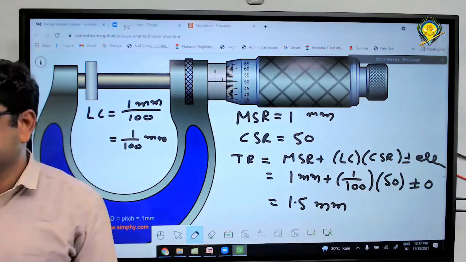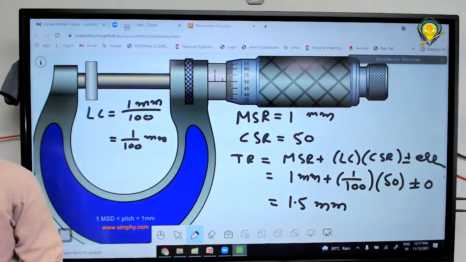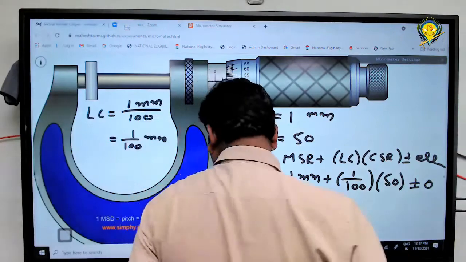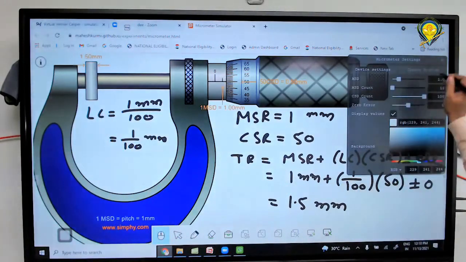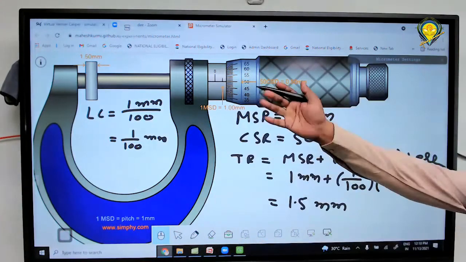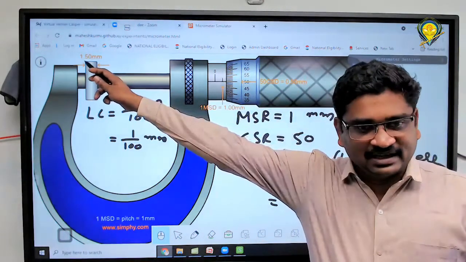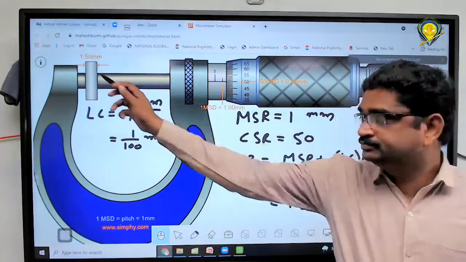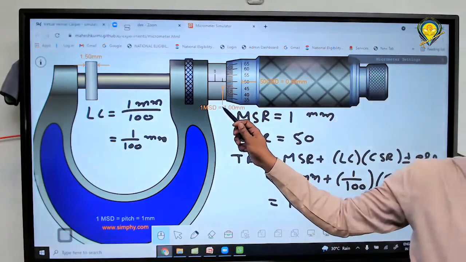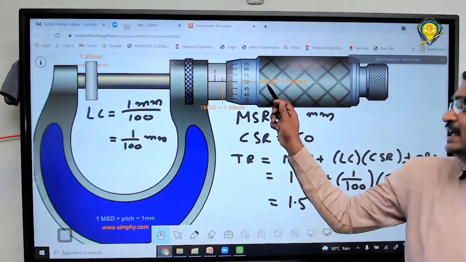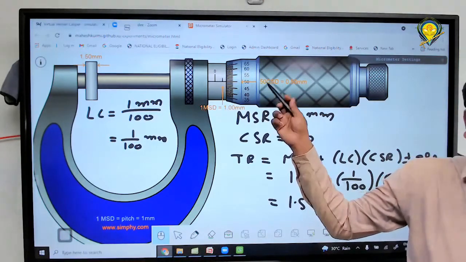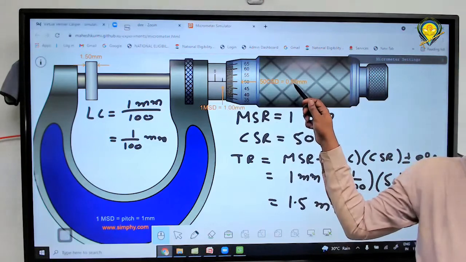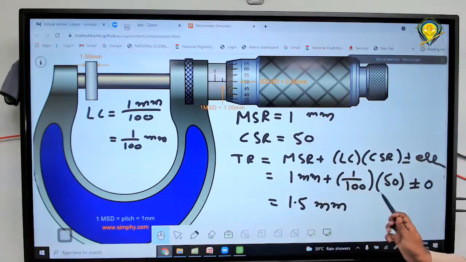Is it correct or not? Is this clear? Check the values once. What is the width of this one? 1.5 mm. What is the main scale reading? 1 mm. Circular scale reading is 50 divisions. If you multiply that with the least count, you will get 0.5. You got the same answer, right?